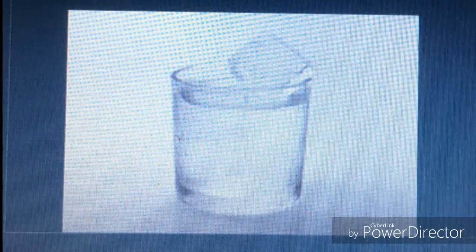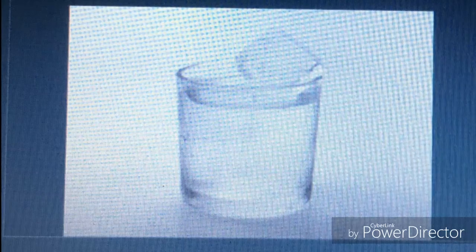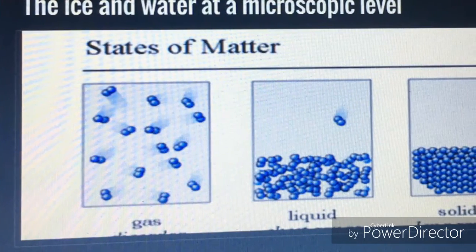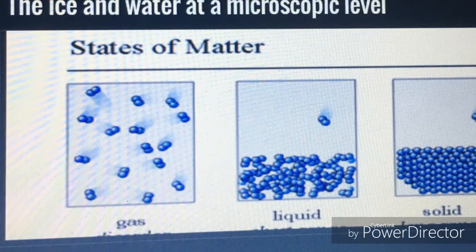Motion and arrangement is how tightly packed atoms are and how they move between each other. The atoms in the ice are tightly packed because it has a defined shape. As the ice begins to melt, the atoms spread a little apart and cause a more flexible shape. This is the ice and water at a microscopic level.